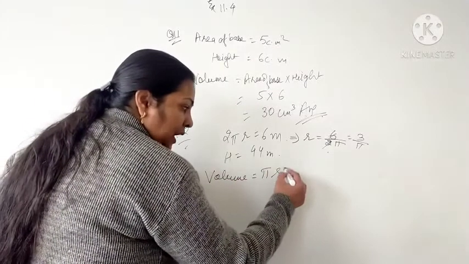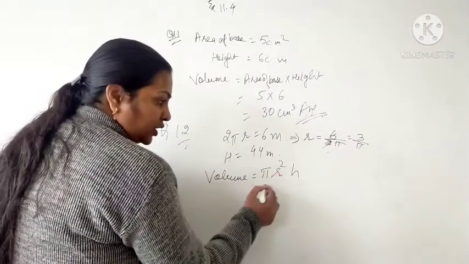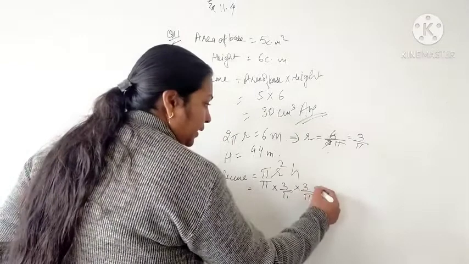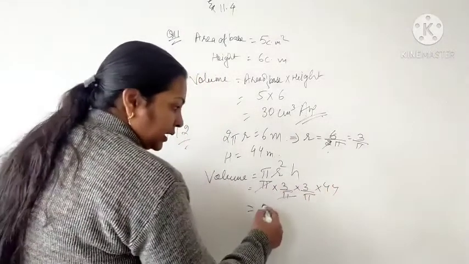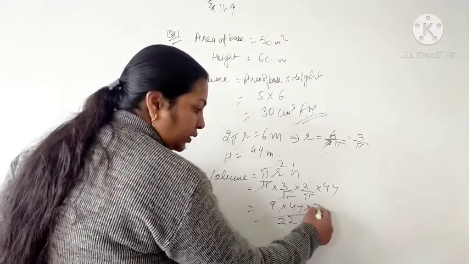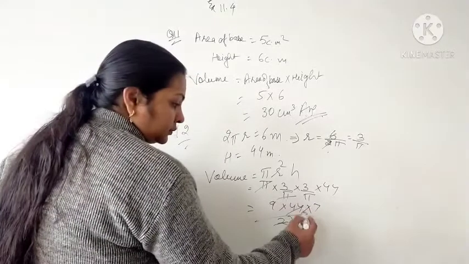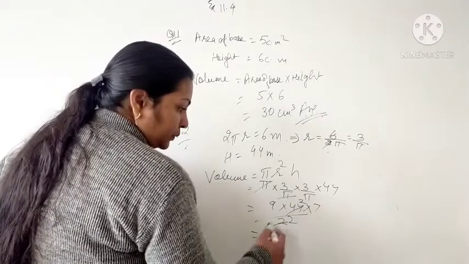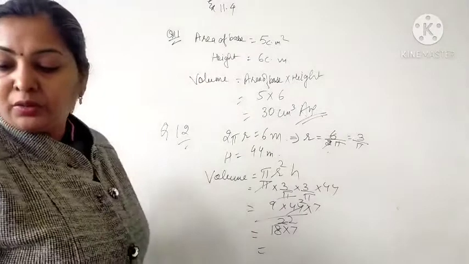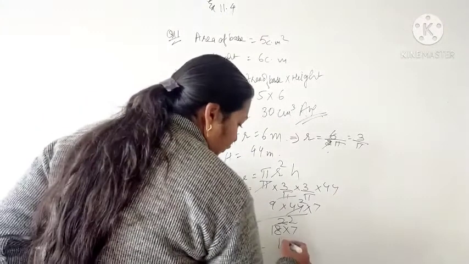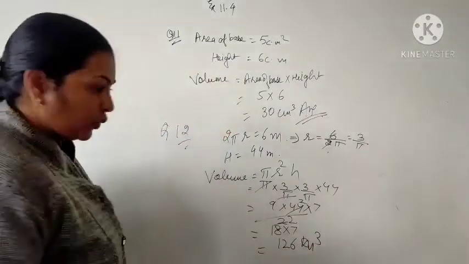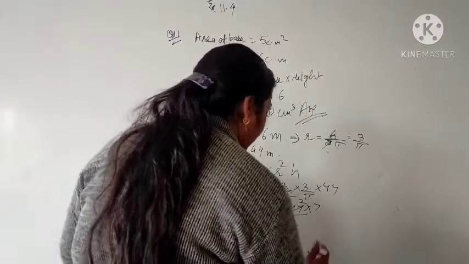You have to find volume. Volume is pi r square h, area of base into height. Pi into 3 by pi into 3 by pi into 44. Cancel it. Now you can substitute the value: 9 upon 44, the value of pi is 22 by 7. It will be 2, 9 twos are 18, 18 into 7. What will be the value of 18 into 7? It will be 126 meter cube.